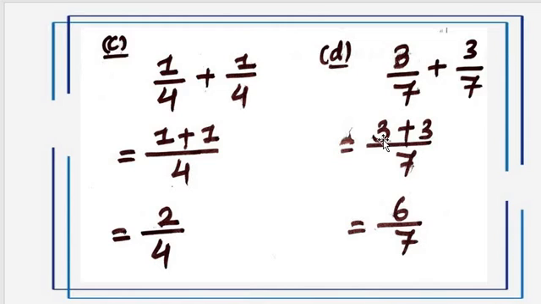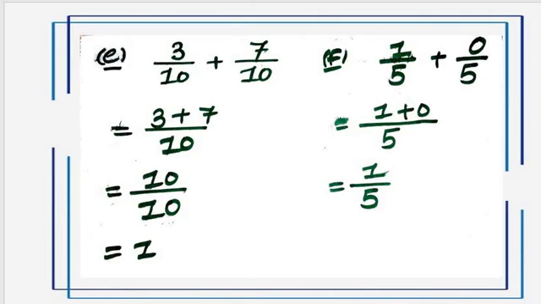Now we will move on further, my dear students. Question number E and question number F. Let's check here, question number E. Write the first question and then try to solve it on your own. 3 upon 10 plus 7 upon 10.